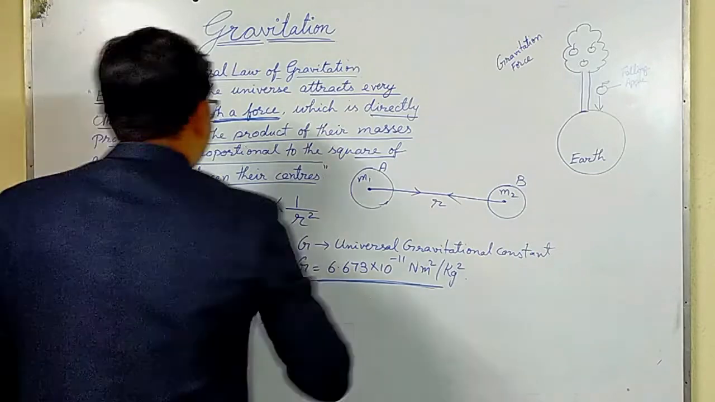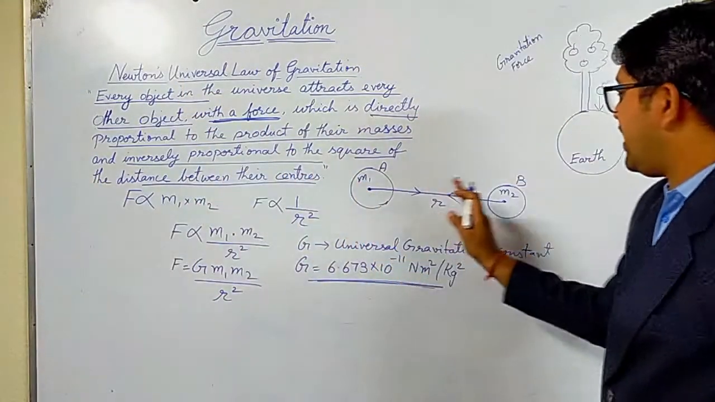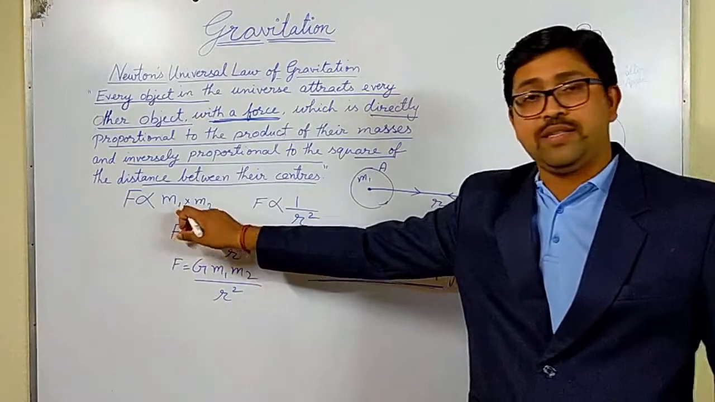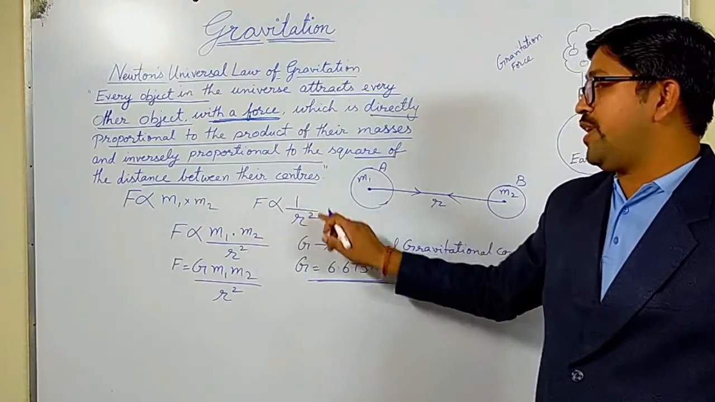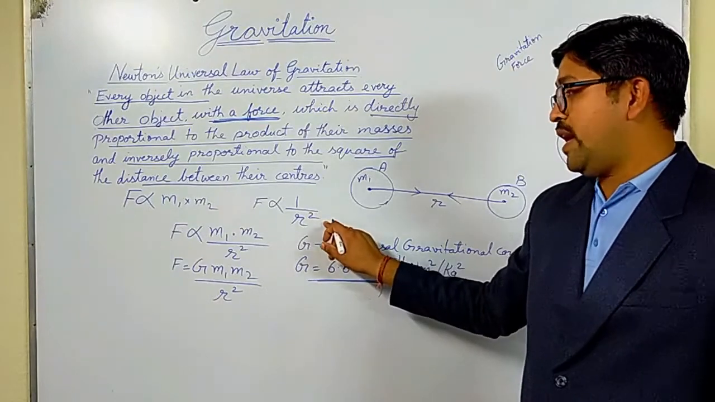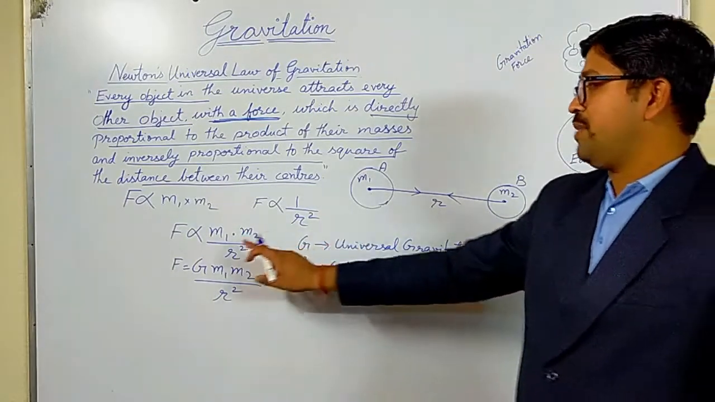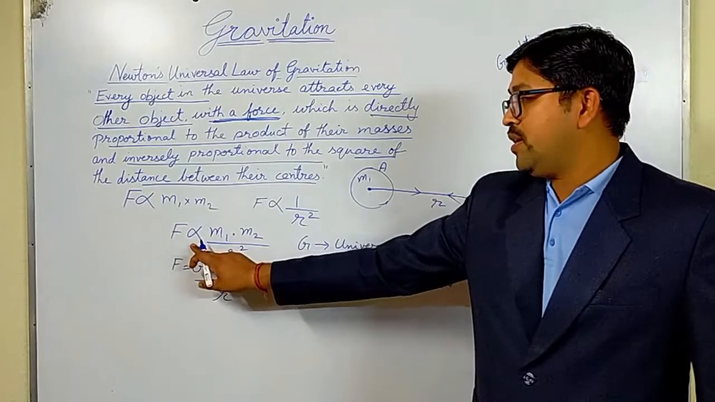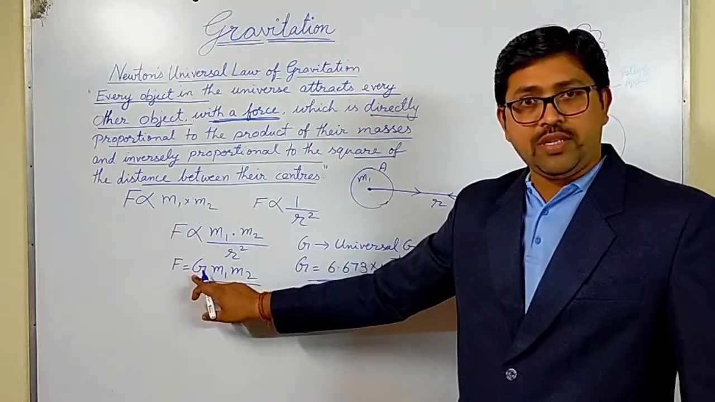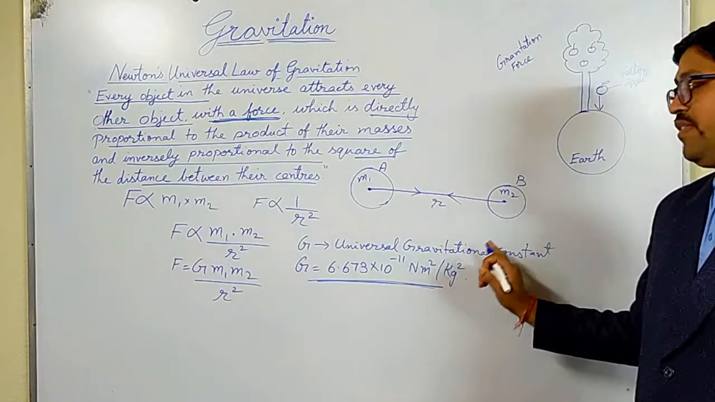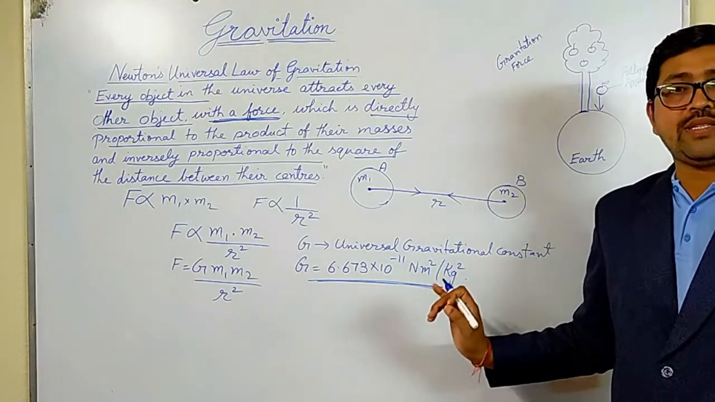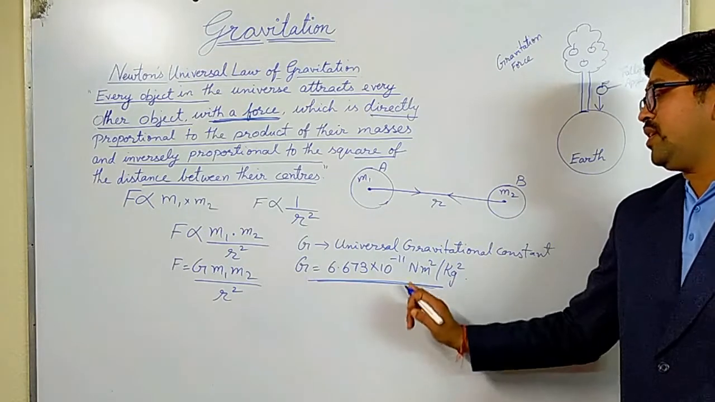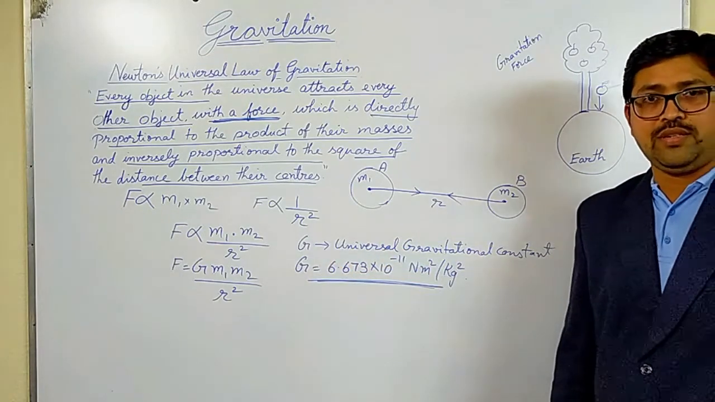So, again, what does the law state? Every object is attracting every other object with a force which is directly proportional to the product of their masses and inversely proportional to the square of the distance between their centers. Inversely means 1 upon. Combining both, we get F is directly proportional to m1 into m2 by r square. Removing the proportionality sign, we put a constant, called the universal gravitational constant, and the value is 6.673 into 10 to the power minus 11 Newton meter square per kilogram square. This is the unit of the universal gravitational constant.